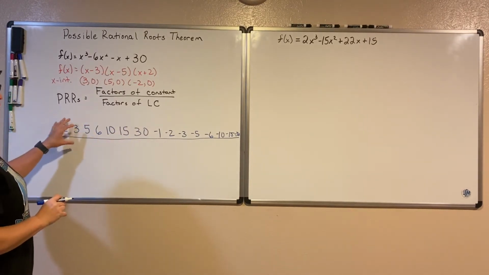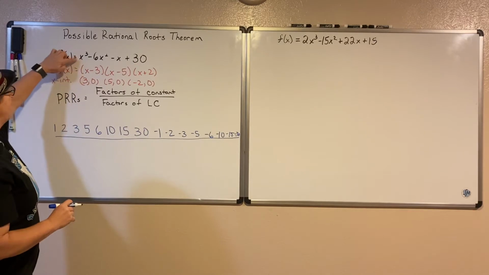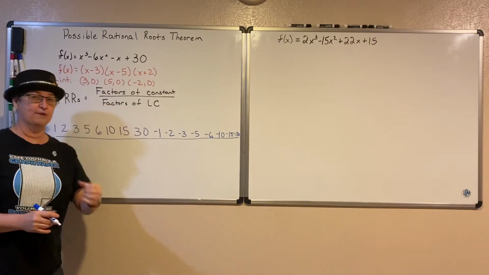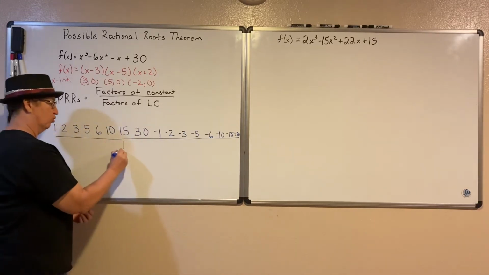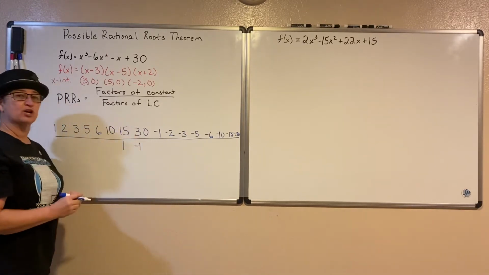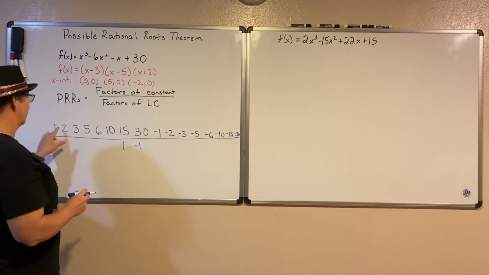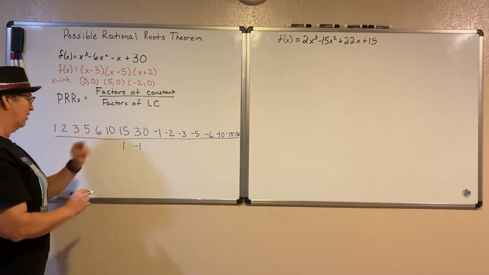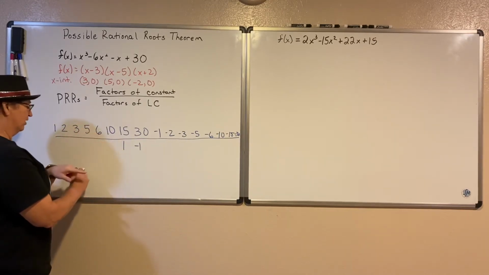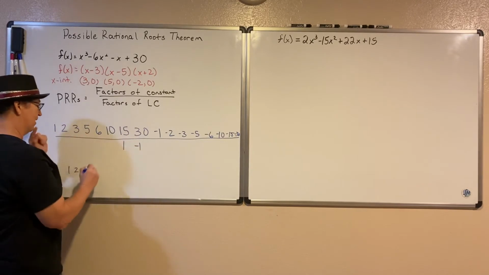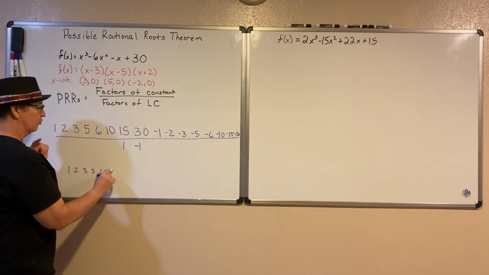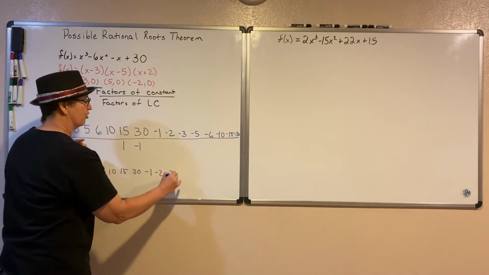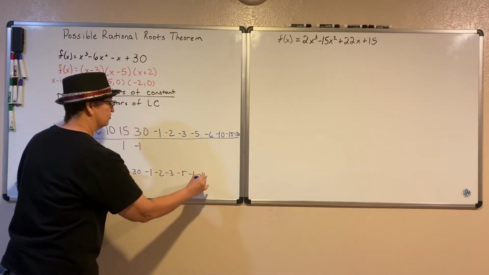Then we're going to put those possibilities over the factors of our leading coefficient. In this case, the leading coefficient is just 1. So the factors of 1 are just 1 and -1. And we're going to look at all these different combinations. In other words, we're going to do this division. 1 divided by 1 is 1. 2 divided by 1 is 2. 3 divided by 1 is 3. And you can see that as I divide by 1, I'm just going to end up with all the original ones I had to begin with. So all of these are possible rational roots.